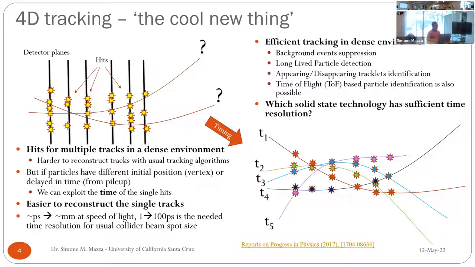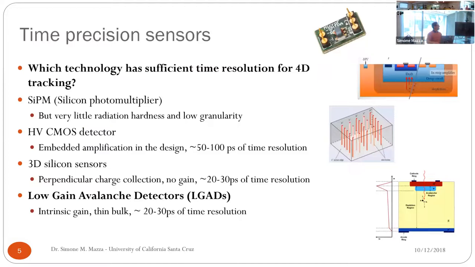But which solid state technology has sufficient time resolution to achieve this? There are silicon photomultipliers. They are kind of fast, but a bit tricky to use because they have very little radiation hardness and low granularity. Then you have HVCMOS, and these devices actually work pretty well. They have other issues in terms of depletion, efficiency, etc. But there have been papers on silicon germanium HV-CMOS, and they can reach a time resolution of between 50 and 100 picoseconds.